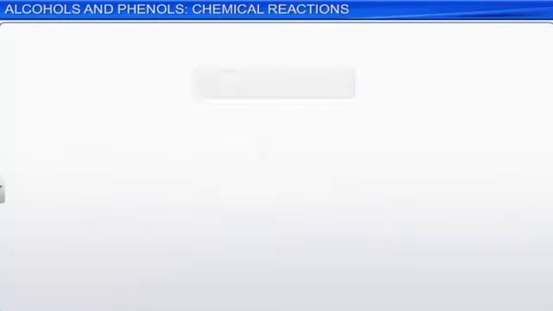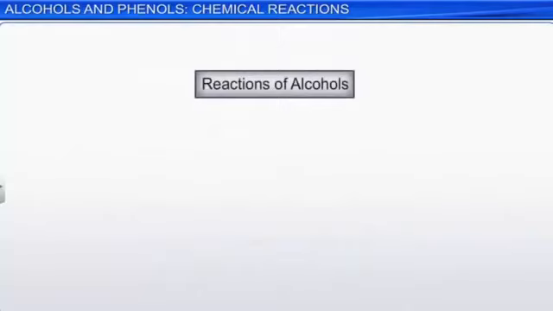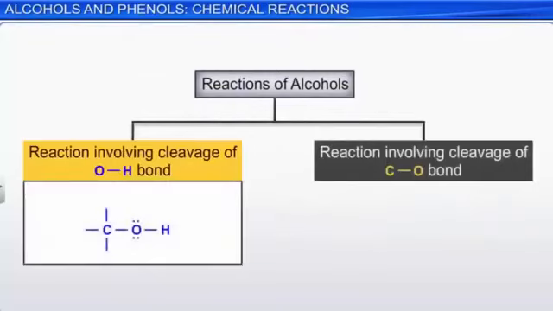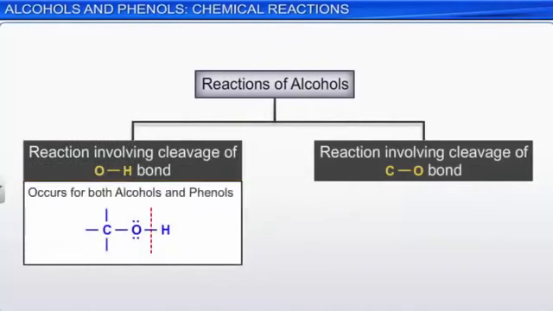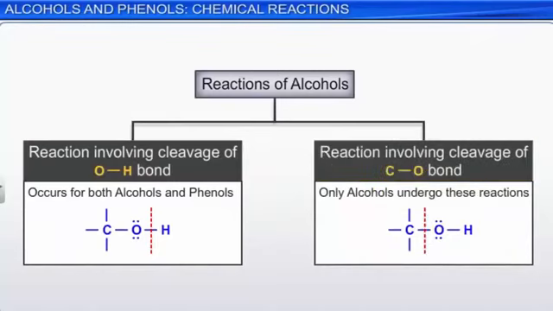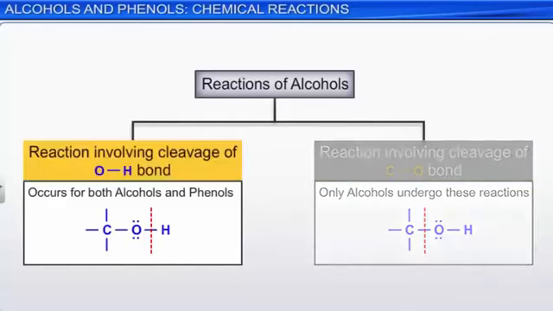Essentially, we can separate the reactions of alcohols into two major classes. Reactions involving cleavage of the oxygen-hydrogen bond, which occur for both alcohols and phenols, and reactions involving cleavage of the carbon-oxygen bond. Only alcohols undergo reactions that break the carbon-oxygen bond. We'll start with the reactions that involve the cleavage of the oxygen-hydrogen bond in alcohols and phenols.